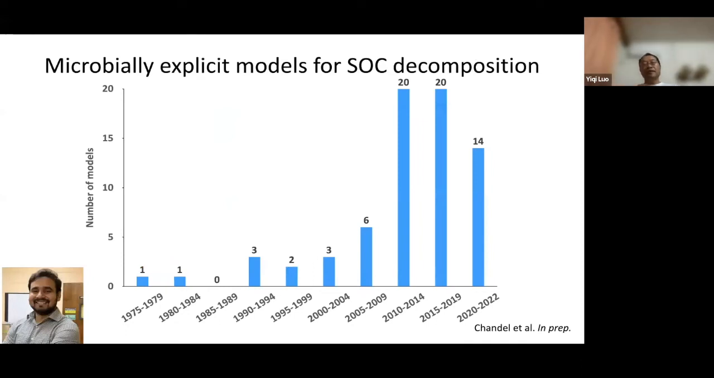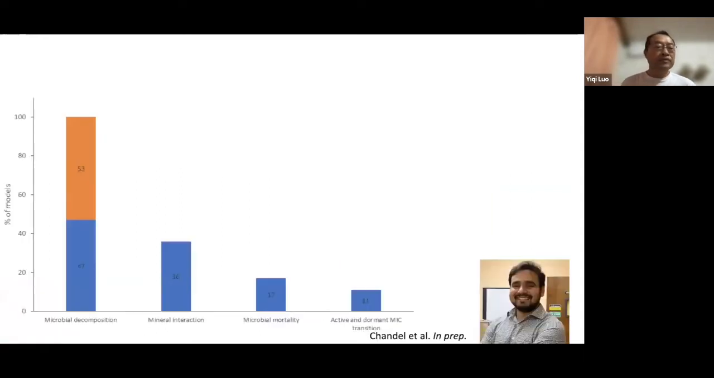But recently there has been a huge effort incorporating microbial processes into soil organic decomposition models. My student Anish recently reviewed the microbial explicit models, and he found about 70 models, many of them developed recently. Those models incorporate microbial decomposition processes, mineral interactions, microbial mortality, and active or dormant microbial transitions.